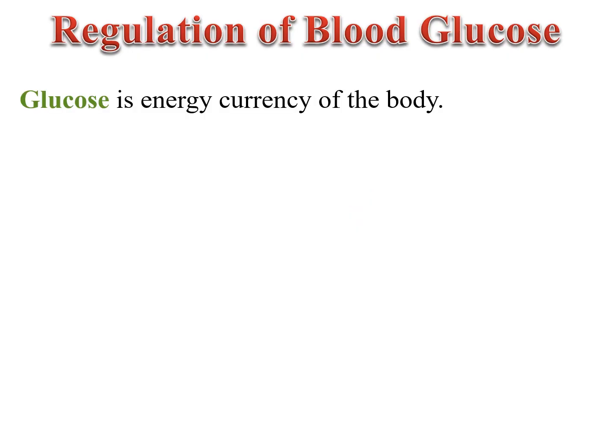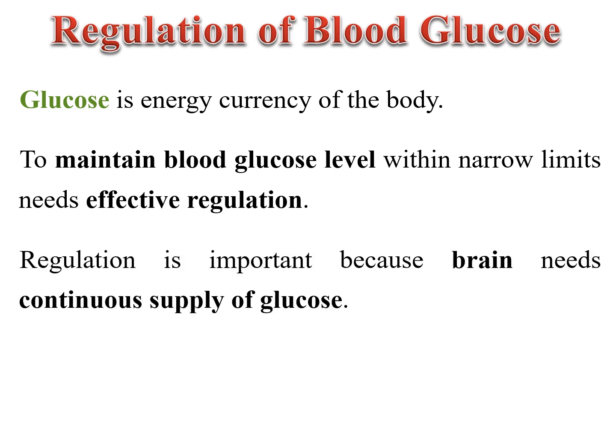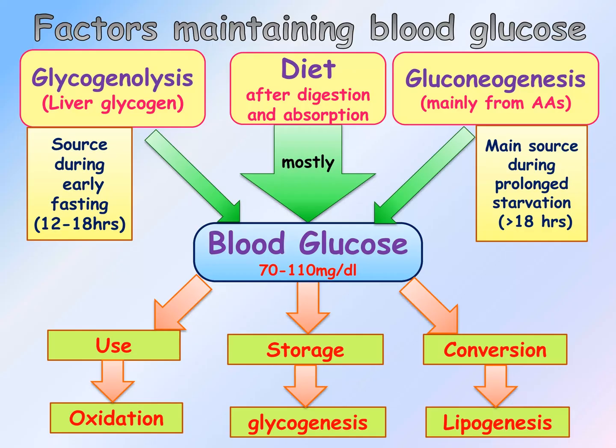So first, introduction of blood glucose. It is nothing but the energy currency of the body. To maintain blood glucose level within narrow limits, it needs effective regulation. And regulation is very important because the brain requires a continuous supply of glucose, and maintenance of blood glucose is by metabolic processes, hormones and renal mechanism. So this is a very important flow chart which maintains the blood glucose levels.